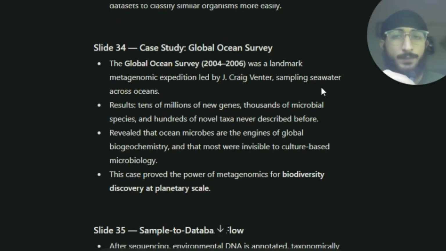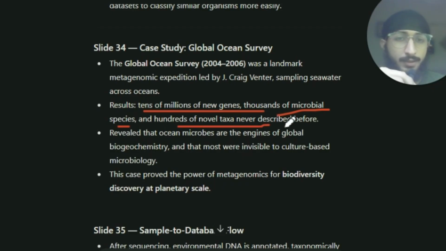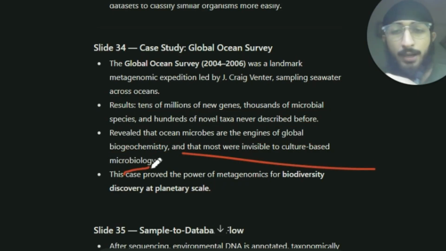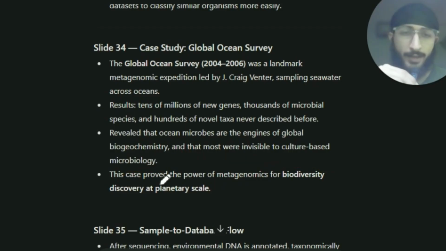Case study: Global Ocean Survey. The Global Ocean Survey was a landmark metagenomic expedition led by Craig Venter, sampling seawater across oceans. Results: tens of millions of new genes, thousands of microbial species, and hundreds of novel taxa never described before. It revealed that ocean microbes are the engines of global biogeochemistry and that most were invisible to culture-based microbiology. This case proved the power of metagenomics for biodiversity discovery at planetary scale.